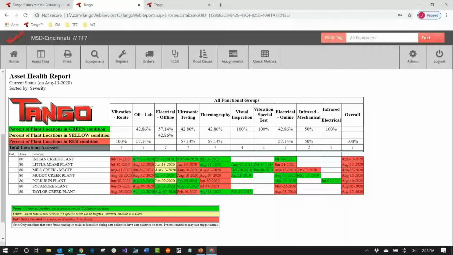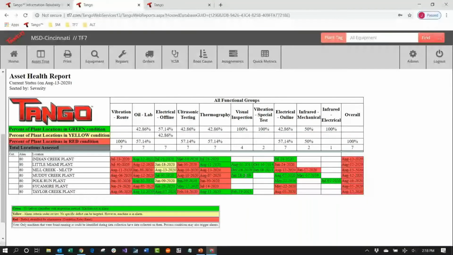Looks pretty current for electrical offline testing. Looks pretty good. Maybe starting to get a little slack. It's been since March or February in a couple of the units since some ultrasonic testing was done. Thermography definitely looks pretty good. My visual inspections start to look a little worse. I've got some that haven't been done since 2013, 2018, or 2019. So, et cetera. You see how this gives me that overall picture.